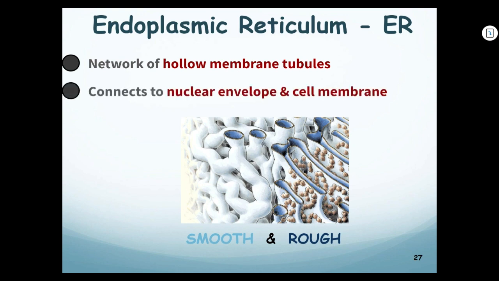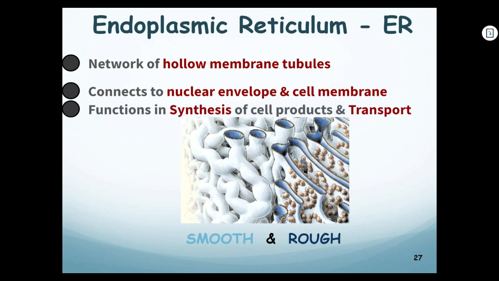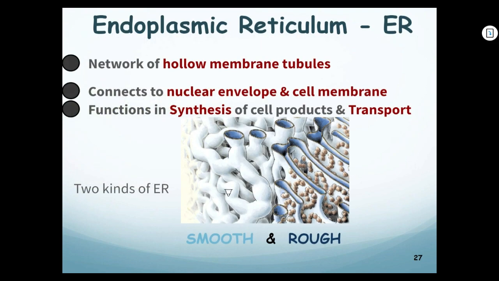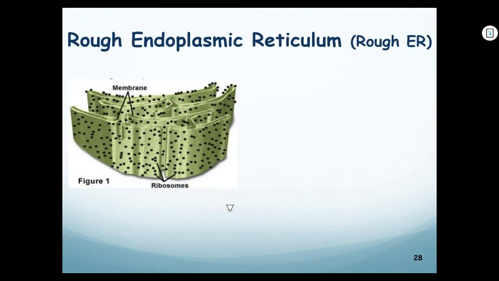And so it connects to the nuclear envelope and the cell membrane. And so you always see this when there are visuals, images of rough ER and smooth ER, they'll always be there by the nucleus. And so it functions in the synthesis of cell products and transport. And again, synthesis just means to create something. And so it helps things create things and move them around the cell. And as I mentioned, two kinds of ER. You have here the rough ER right there and the smooth one on this side. And so here we go.